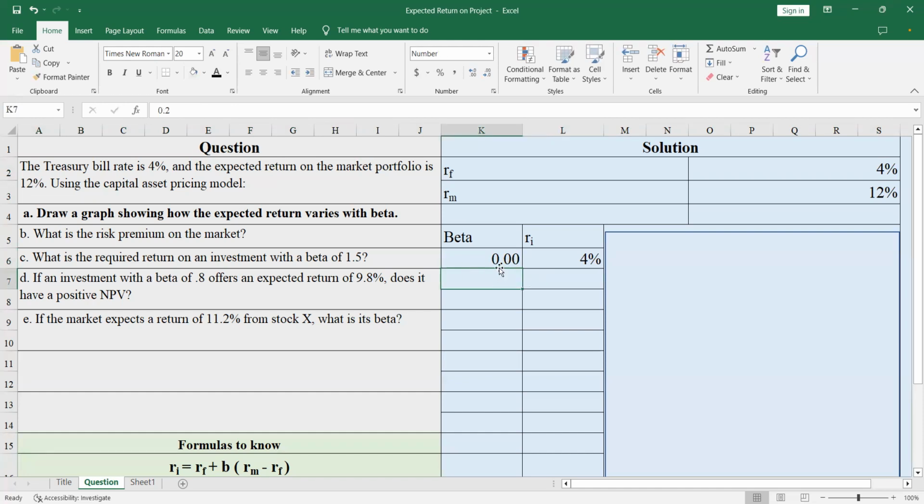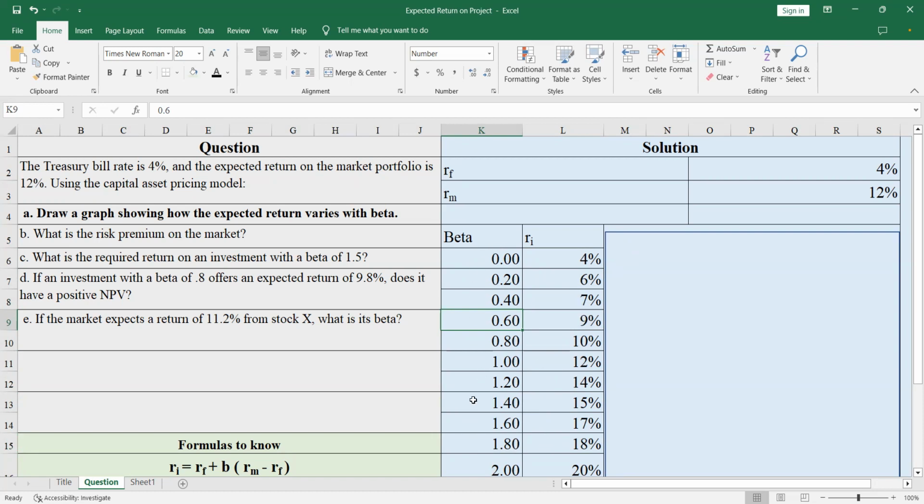Now, I will take beta in increments of 0.2. So when beta is 0.2, Ri, the expected return, would be simply 4% plus 0.2 times 12% minus 4%, which is 6%. Repeating the procedure multiple times, we have a set of betas, 0.2, 0.4, 0.6, 0.8, and the expected return corresponding to it.